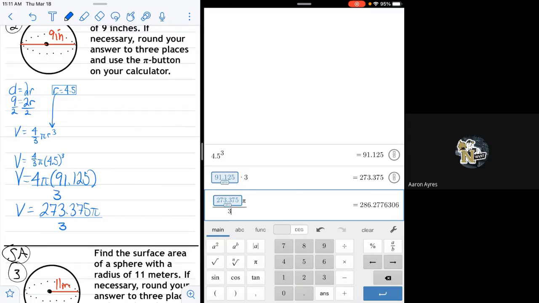Let's make sure we're putting it in our calculator correctly, okay? So, again, what you need to do when you do this in your calculator, we're okay with 91.125, right? Okay, so another way you can do this is you take 91.125 times 4.